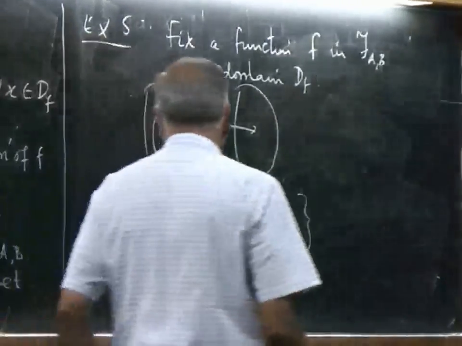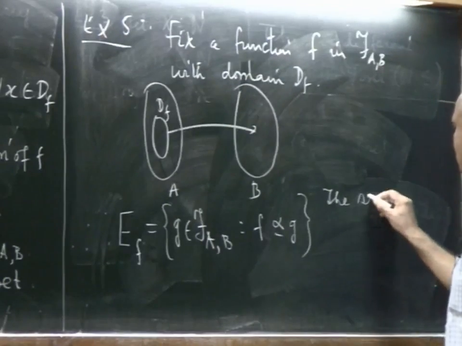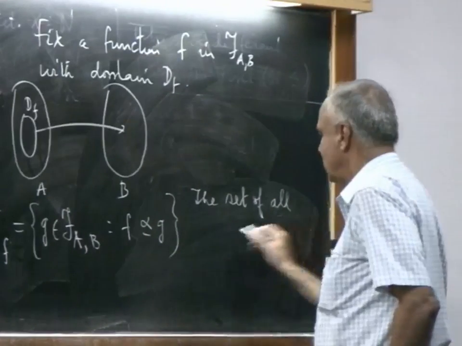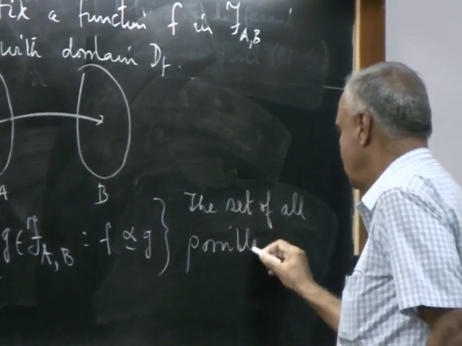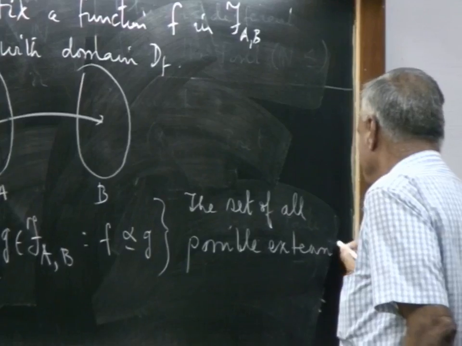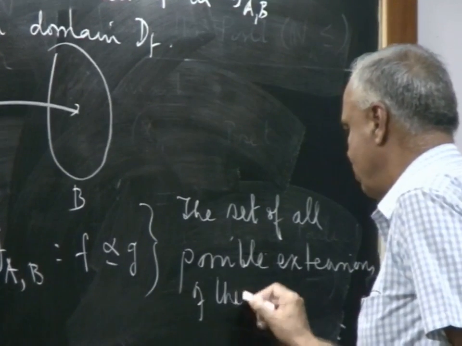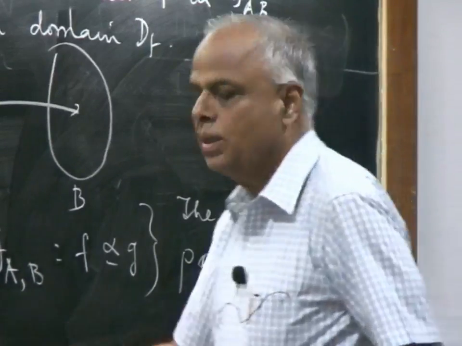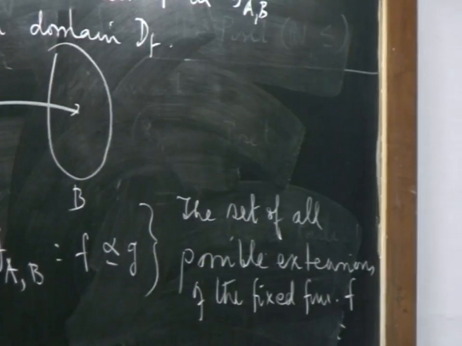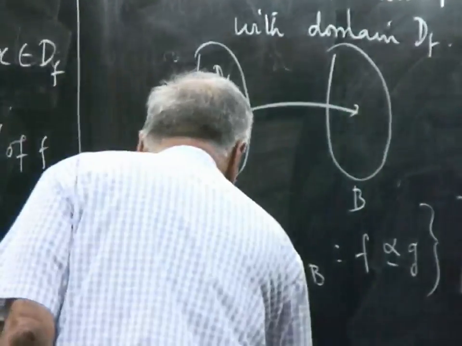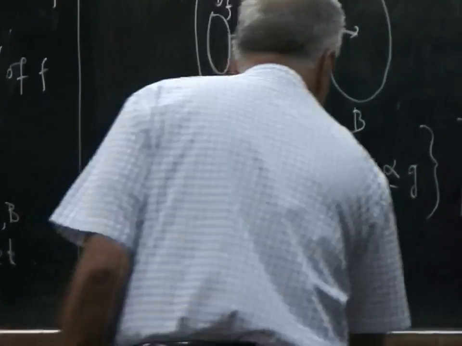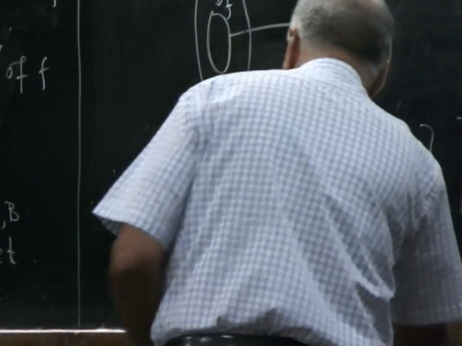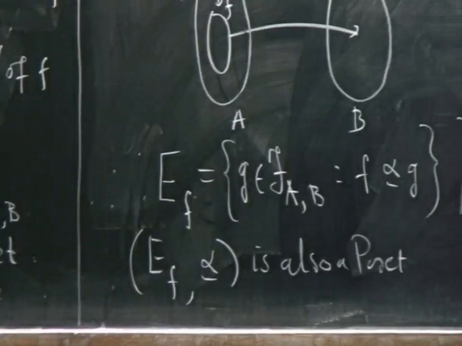Okay. So, we are looking at the set of all possible extensions of the fixed function f. That is why the symbol E, extension of f. Then EF with less than or equal is also a partially ordered set. The same extension relation gives a partially ordered set.